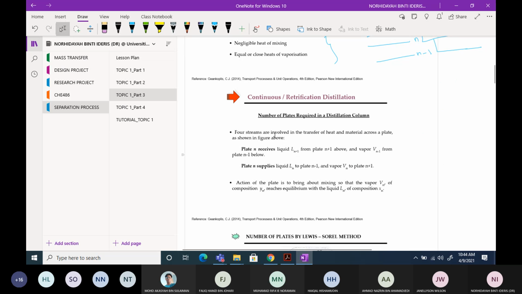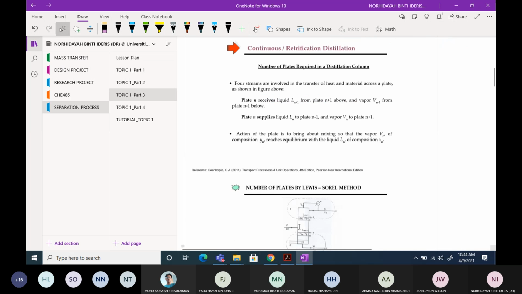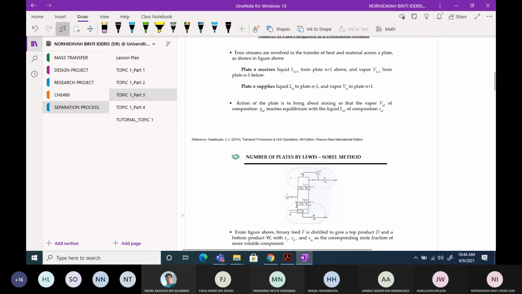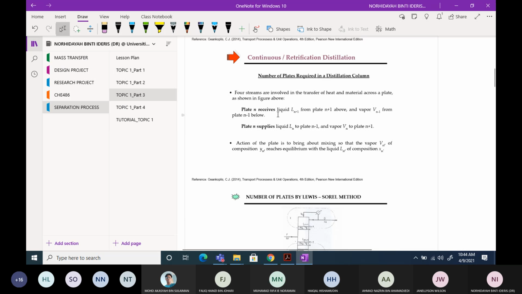Okay, four streams are involved in the transfer of heat and material across a plate as shown in the figure. Okay, I think the figure is below here. This is not clear, but I think you can zoom in inside your notes. So this one is F, xF. You have D, xD.